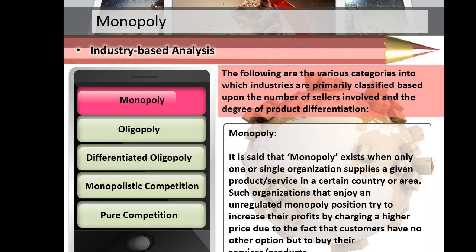Such organizations that enjoy an unregulated monopoly try to increase their profits by charging a higher price, due to the fact that customers have no other option but to buy it. So the behavioral pattern of such companies is usually different.